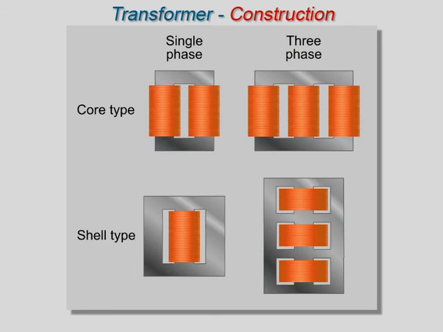The two most common types of core assemblies are the core type, which is very commonly used in small transformers, and the shell type, which is more commonly used in larger transformers.